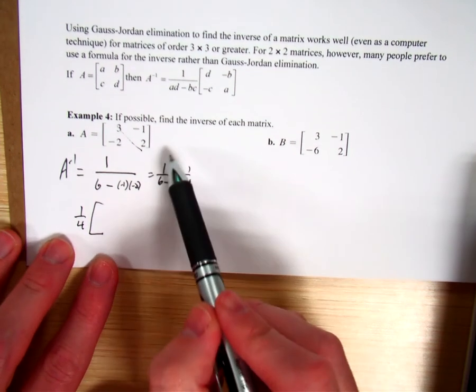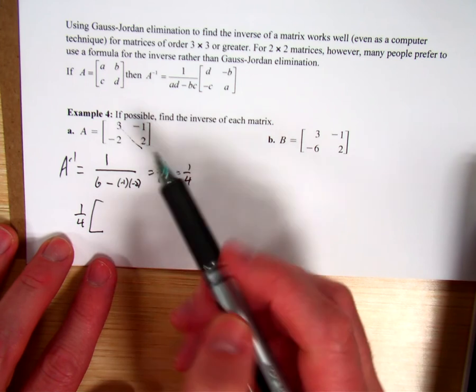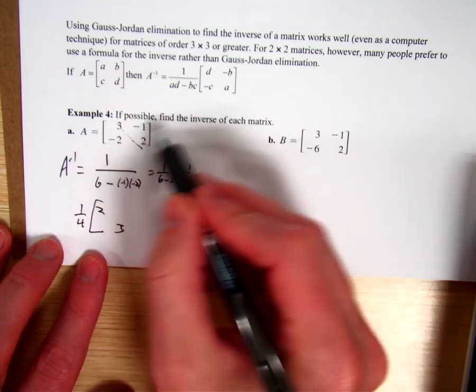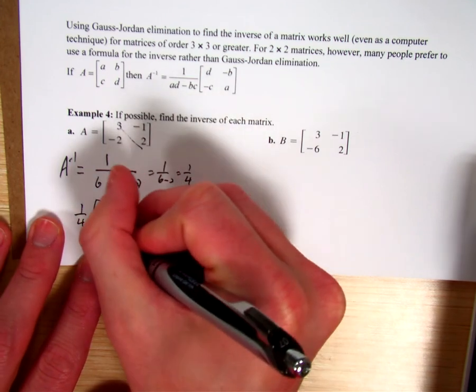2, we're going to flip-flop these two again. Okay, we flip-flop A and D, those switch spots, so 2 and 3 trade spots. And these two just change their signs. They stay where they're at, but they change their sign, so positive 1, positive 2.